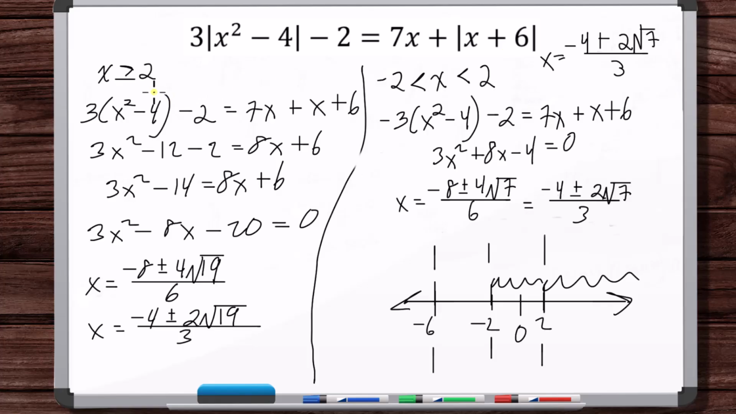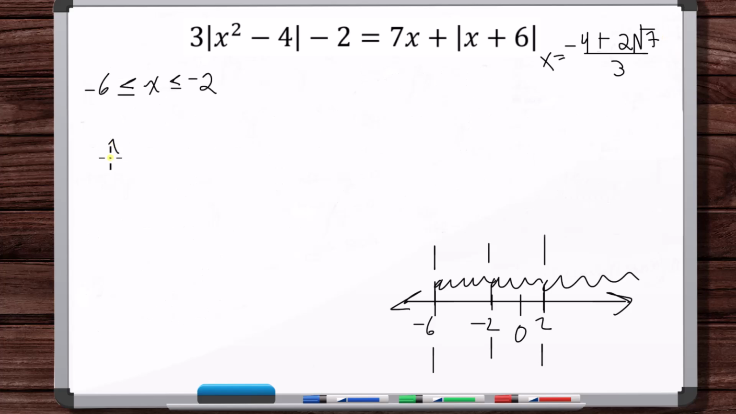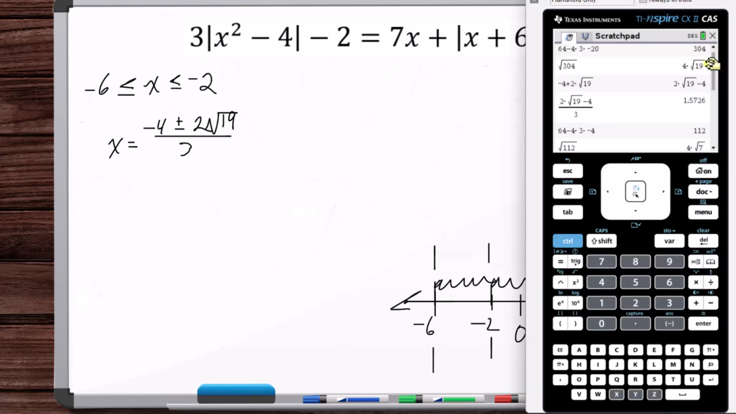When x was greater than or equal to 2, this was positive or 0, this was positive or 0. So we already have the solutions. This minus 4 plus 2 root 19 over 3. Okay, so we don't need to solve the equation. We just write the solutions. But we do need to go ahead and compare these to this new interval, because they might be solutions in this new interval. So minus 4 plus 2 root 19 over 3.